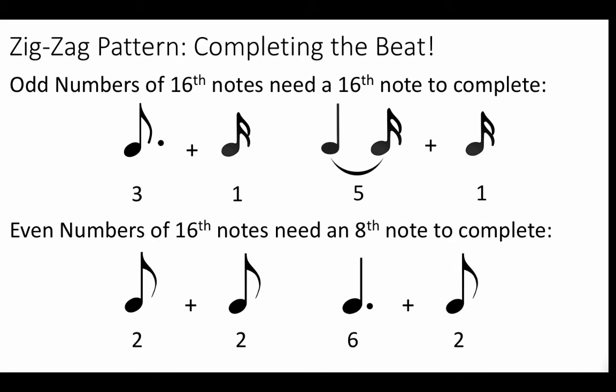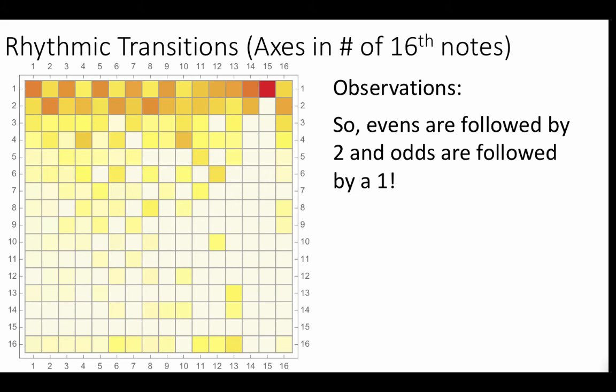Thus, odd numbers of 16th notes usually need a 16th note to come back onto the beat, and even numbers of 16th notes usually need an 8th note to come back onto the beat. And this is exactly what we see in the matrix. Odd number events are most likely to be followed by a 16th note, while even number events, except for quarter notes, are most likely to be followed by an 8th note.